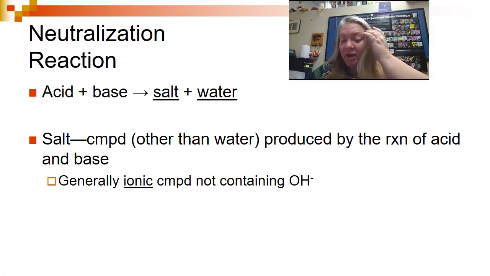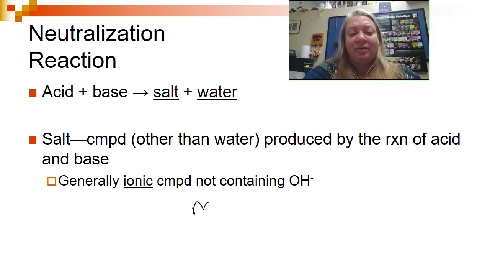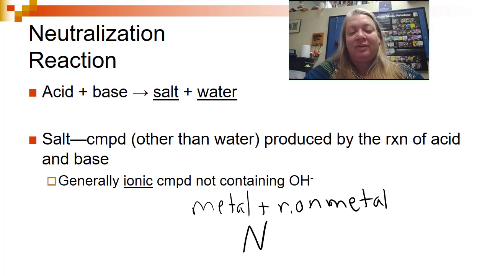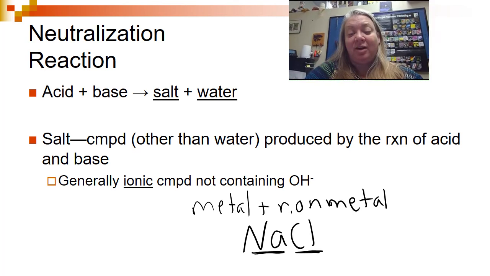It's an ionic compound. So what we mean by ionic is that we have a metal plus a nonmetal. I can't spell nonmetal. Let's see if I can do better. Nonmetal. There we go. So for instance, sodium chloride, we have a metal plus a nonmetal. That is an example. And they won't contain hydroxide. That OH negative is hydroxide. That's only found in bases.